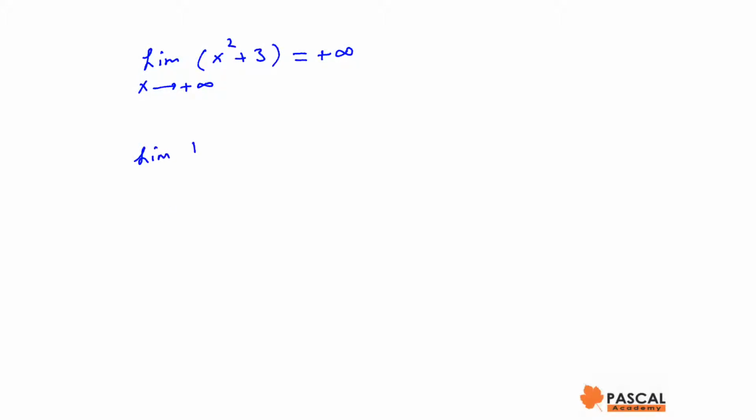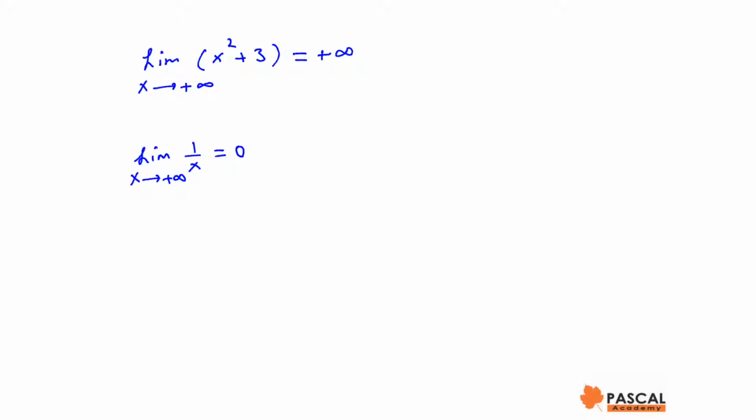Limit of 1 over x as x approaches positive infinity. When x is getting bigger and bigger, 1 over x is getting smaller and smaller. This means when x approaches infinity, 1 over x approaches 0.